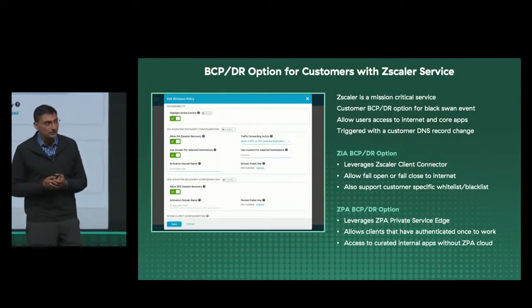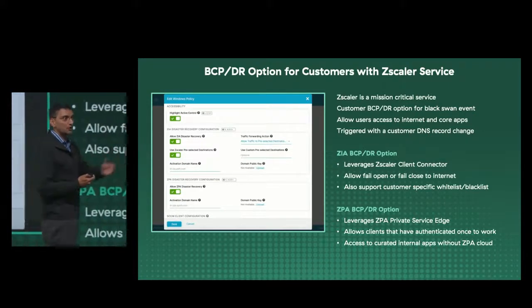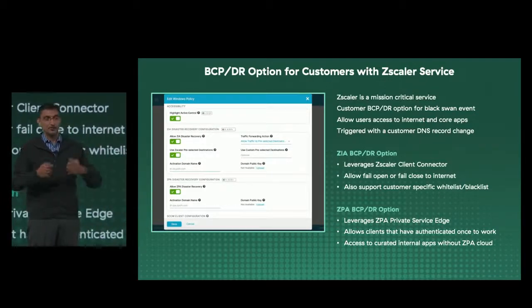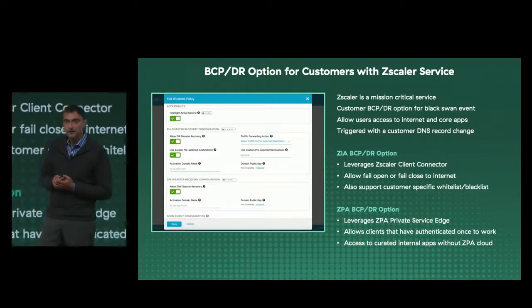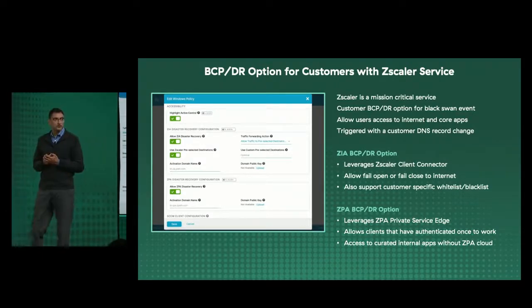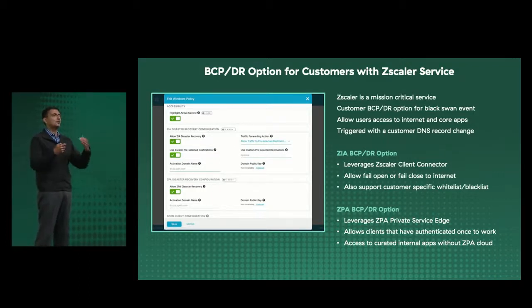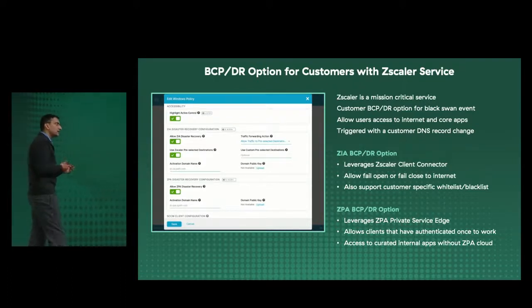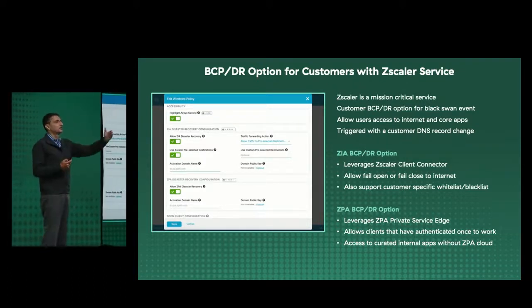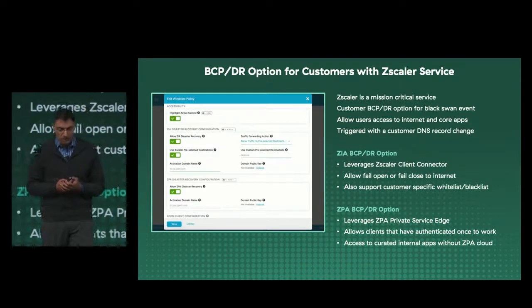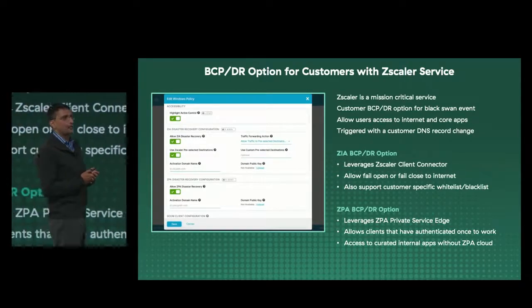You get 3 choices. You can fail open to the internet. Your users can go to the internet to all destinations. You can fail closed if you're a very sensitive organization. But we are also introducing a third option where you can have your custom blacklist and whitelist. These are locally persisted on your client with a backup available in Amazon S3, completely decoupled from the Zscaler service. And this allows your users to go to whitelisted destinations and not to the blacklisted ones. So the ZIA piece is pretty straightforward.